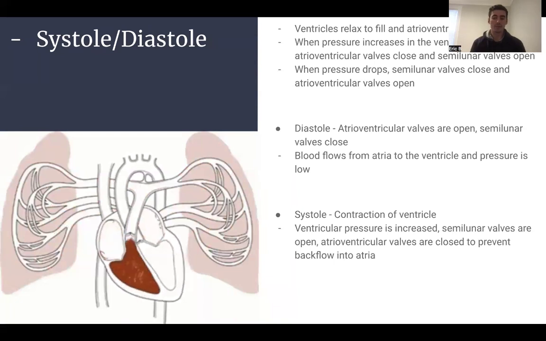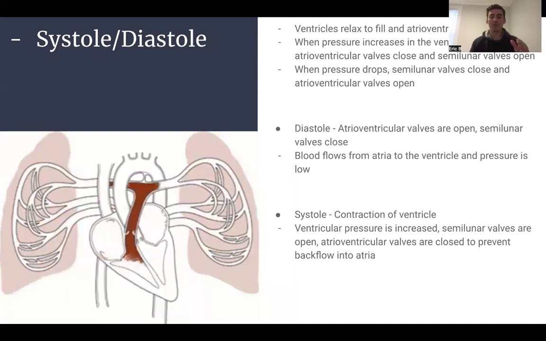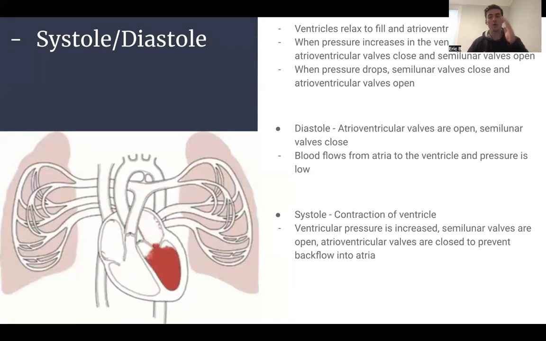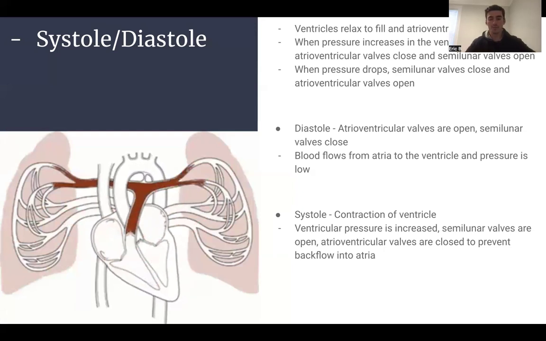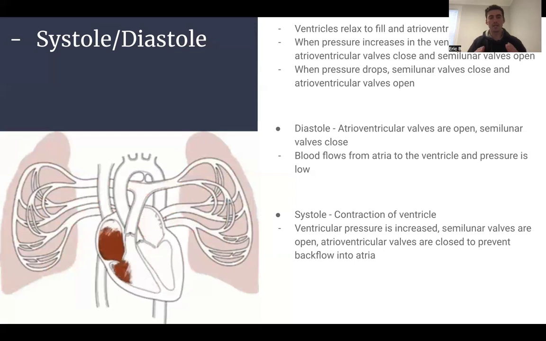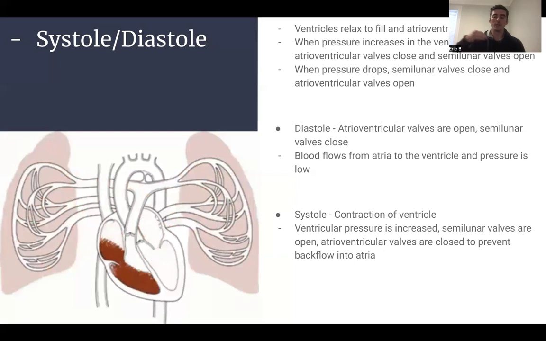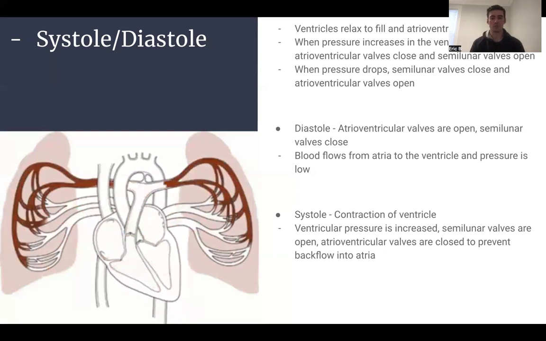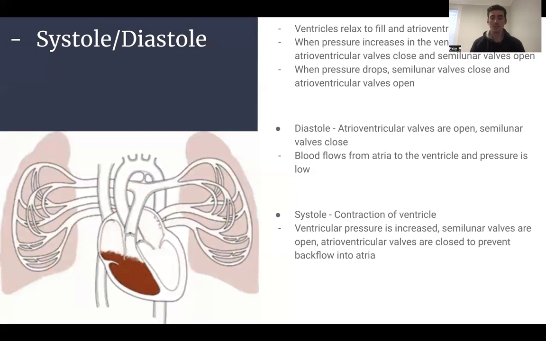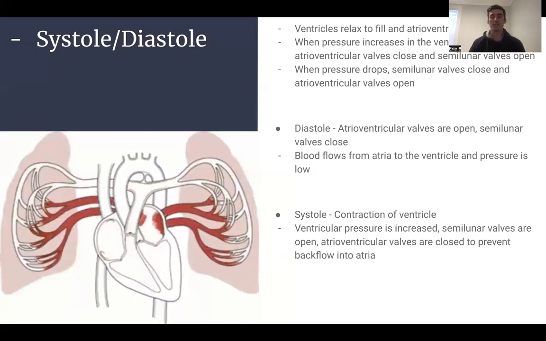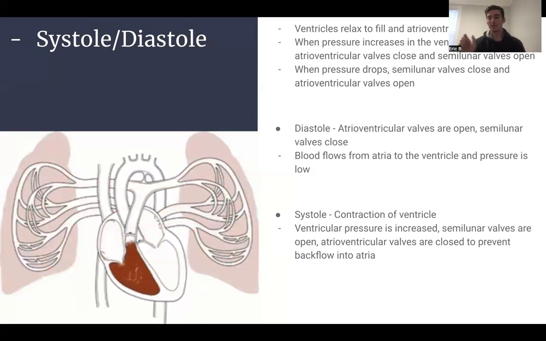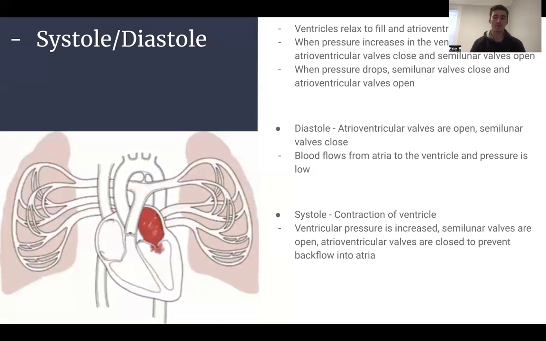Once the blood leaves the atria and goes into the ventricles and the pressure becomes higher, the bicuspid and tricuspid valves start to close, and the aortic semilunar valve and the pulmonary semilunar valve both open so that blood can be pumped from the ventricles into the lungs and to the rest of the body, so that we have this continuous cycle of oxygenation. With the systole, the ventricular pressure is increased, the semilunar valves are open, and the atrioventricular valves close to prevent the backflow into the atria.